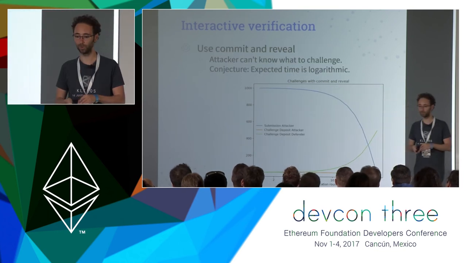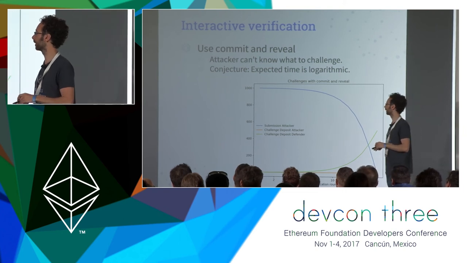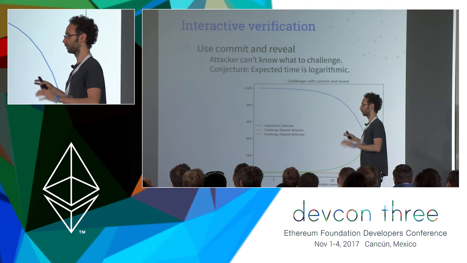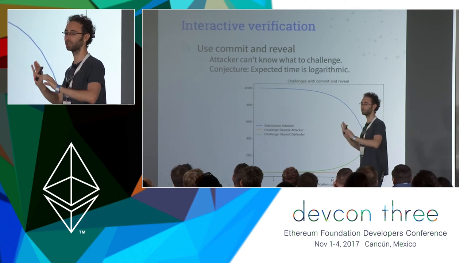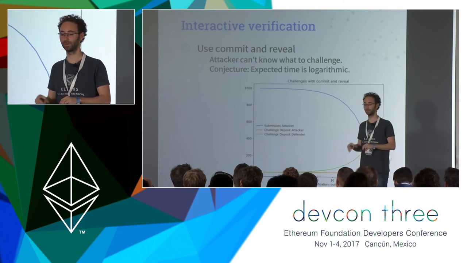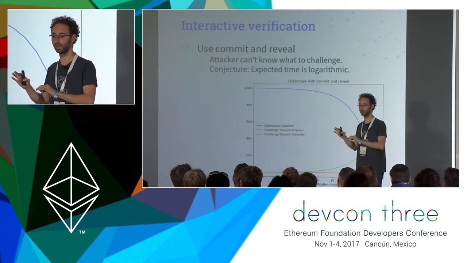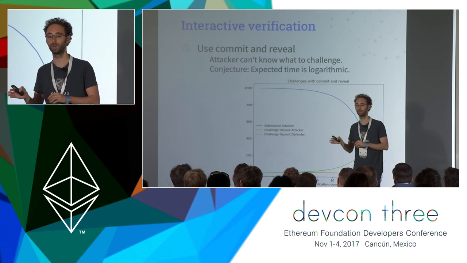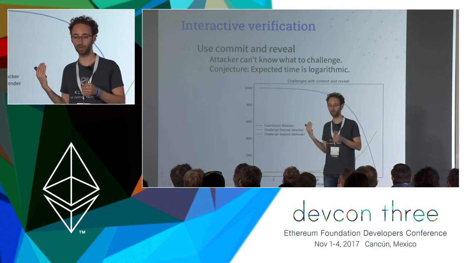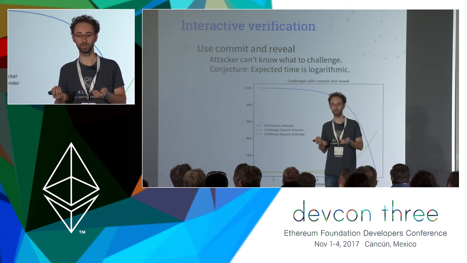So how to avoid that? It's with commit and reveal. So you commit to challenge a particular number. And in the second phase, you reveal that you wanted to challenge this one. And in such a way, the attacker does not know which of his numbers you're going to challenge.